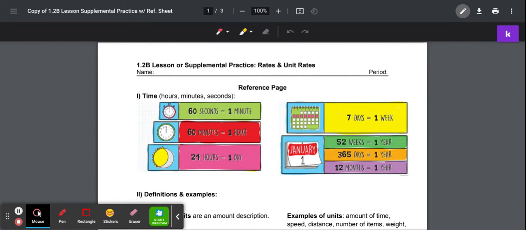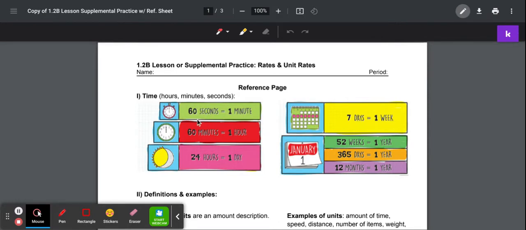Okay, everyone, today you're going to be doing lesson 1.2b. It's a supplemental lesson to what we already covered in lesson 1.2b. So you'll see that you have a reference page that has some important units and some conversion equivalents.